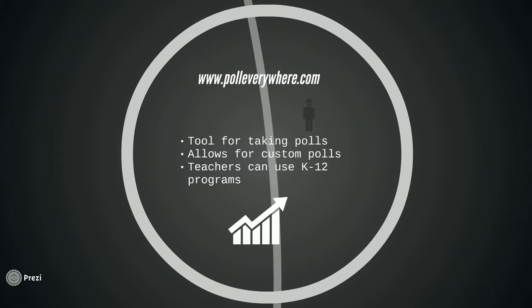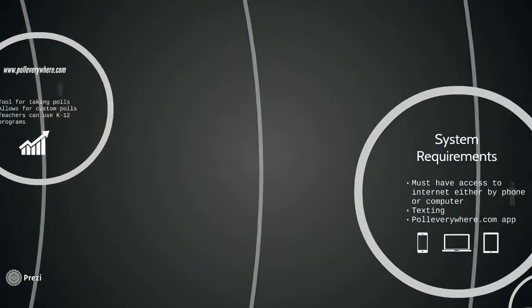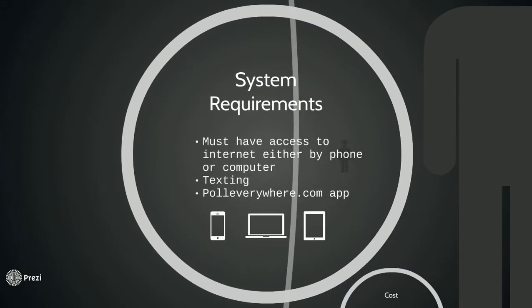PollEverywhere.com is a tool used for taking polls. It allows for open-ended questions and is great for teacher use. Some system requirements of PollEverywhere.com include having internet access or texting available within the classroom setting. This allows participants to text their answers into the PollEverywhere.com server and receive their answers in a timely manner, live, while the PollEverywhere.com app is available and up.